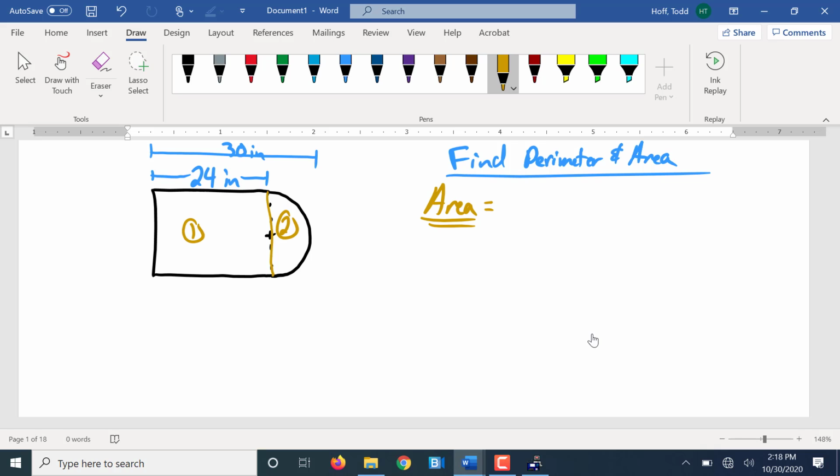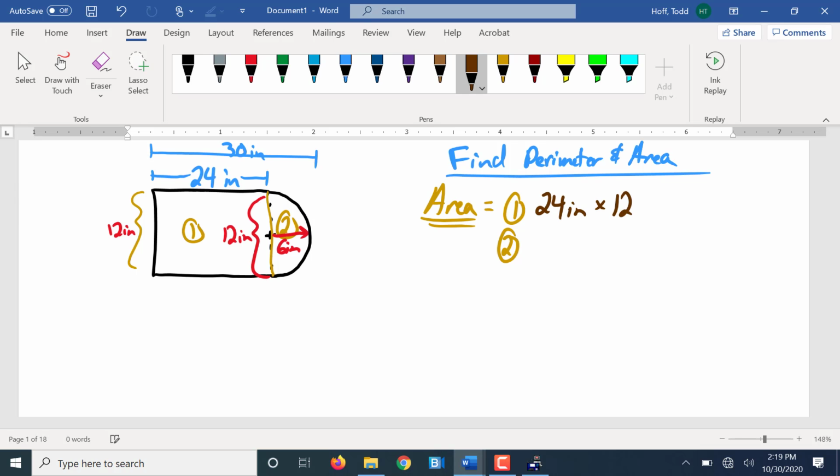Okay, so to find the area, we're going to divide that into two pieces, 1 and 2. The rectangle part is pretty simple to find. That's just 24 inches. What's this dimension? 6 would be this dimension here. That would be the radius of the circle. So the diameter would be 12 inches. So that's 24 inches by 12 inches is 288 inches squared.